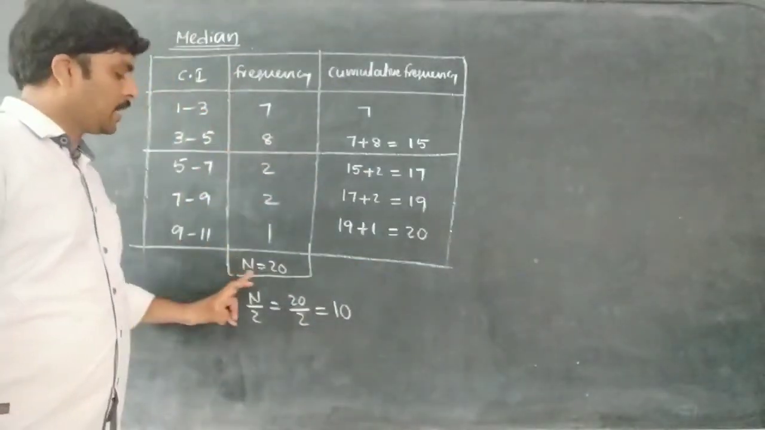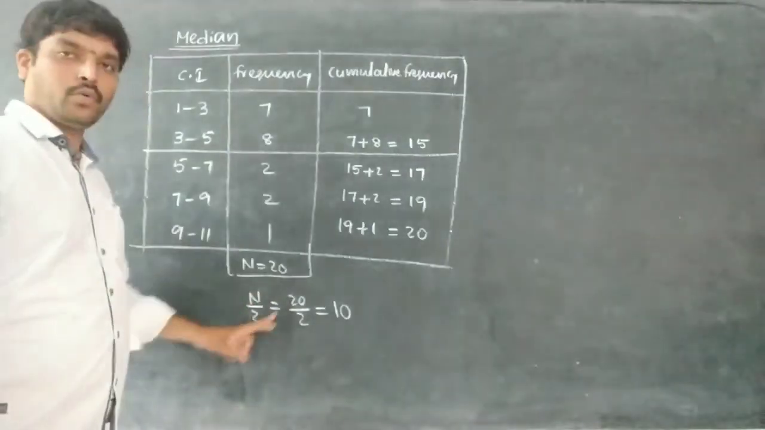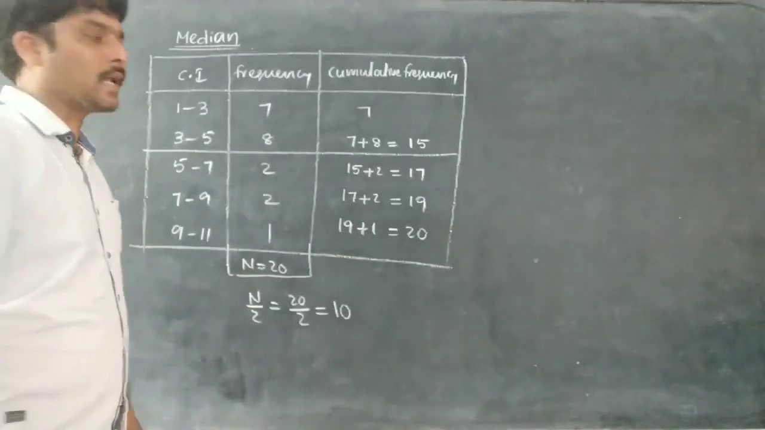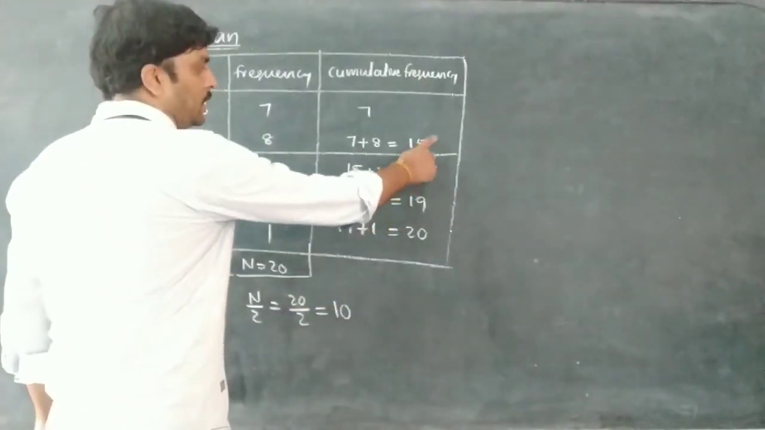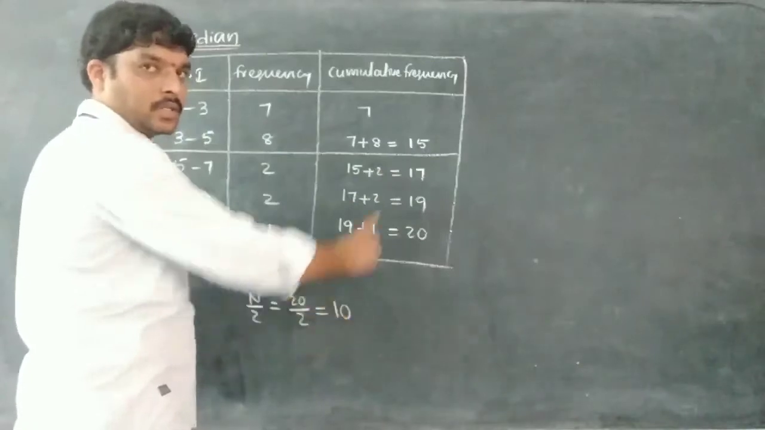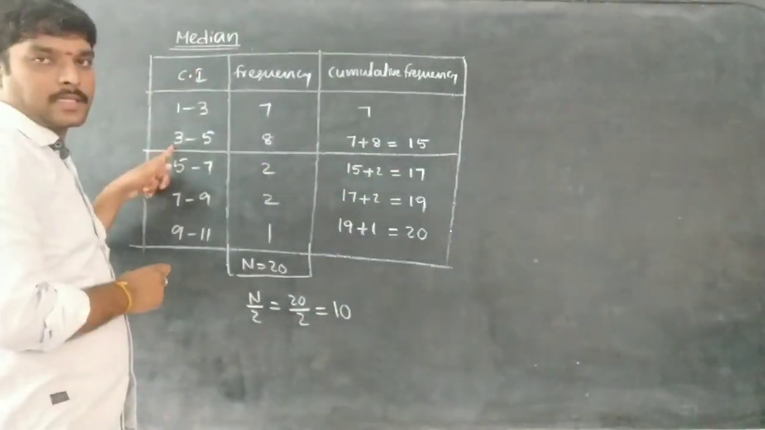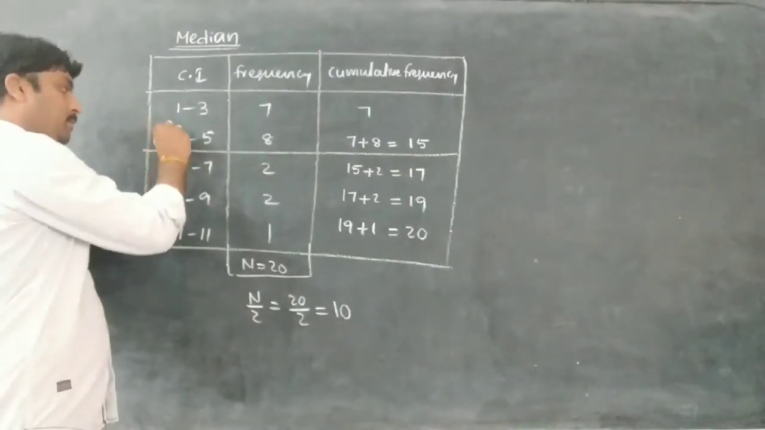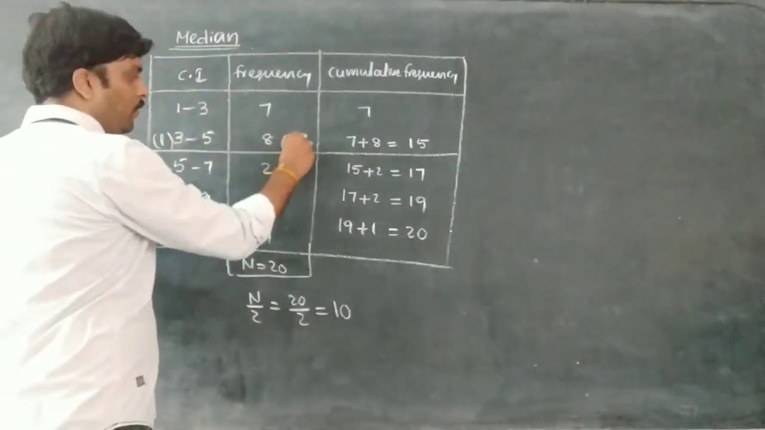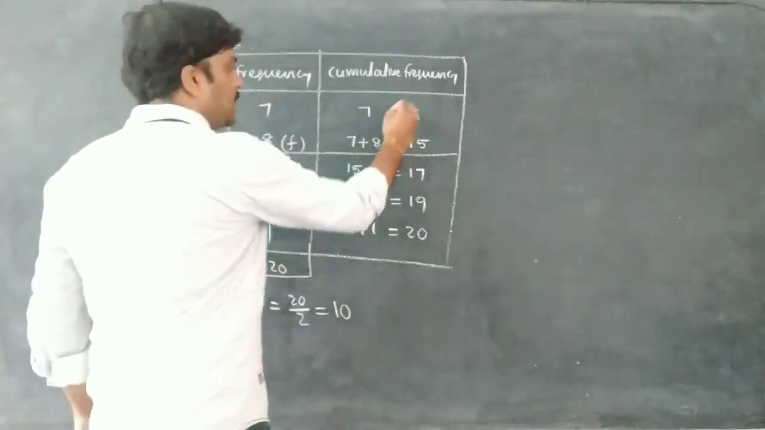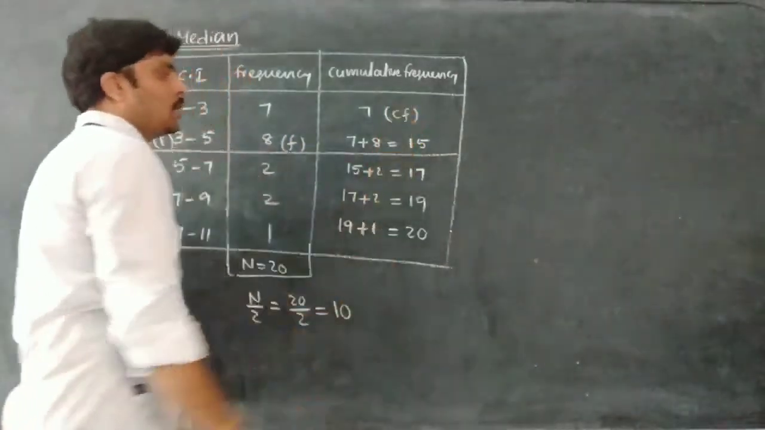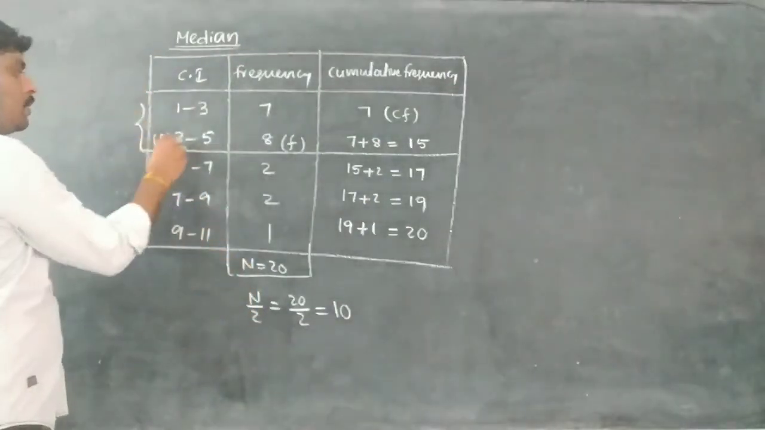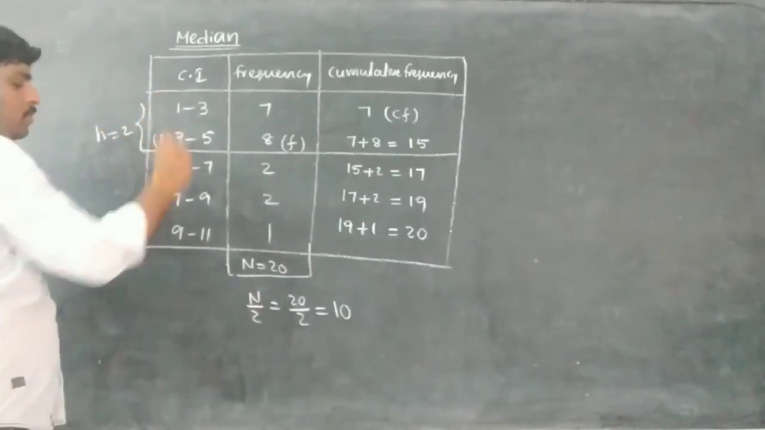So total frequency n is equal to 20. Now n by 2, 20 by 2, 10. The 10, in which cumulative frequency it exists, that we underline. Here 15. In this cumulative frequency 10 exists. So that we underline. This is the median class. This is the lower boundary of the median class, L. It is the frequency of the median class, F. That is the cumulative frequency preceding the median class, CF. And H, you know that, 3 minus 1. H is equal to 2.